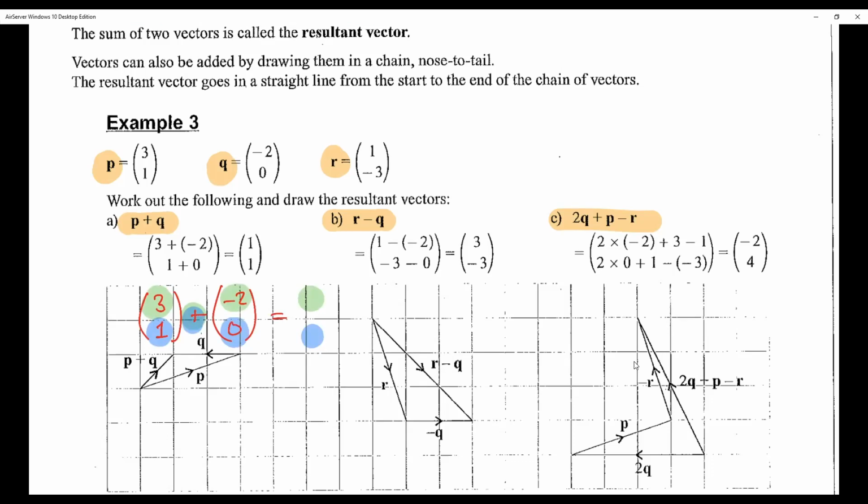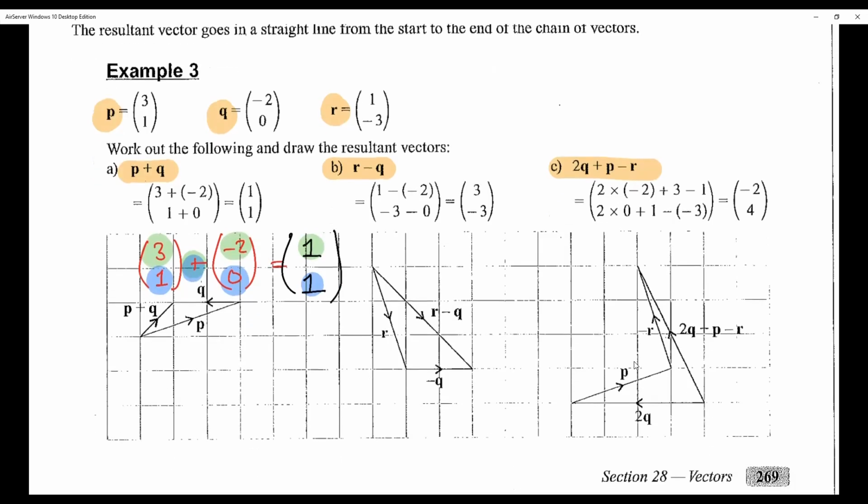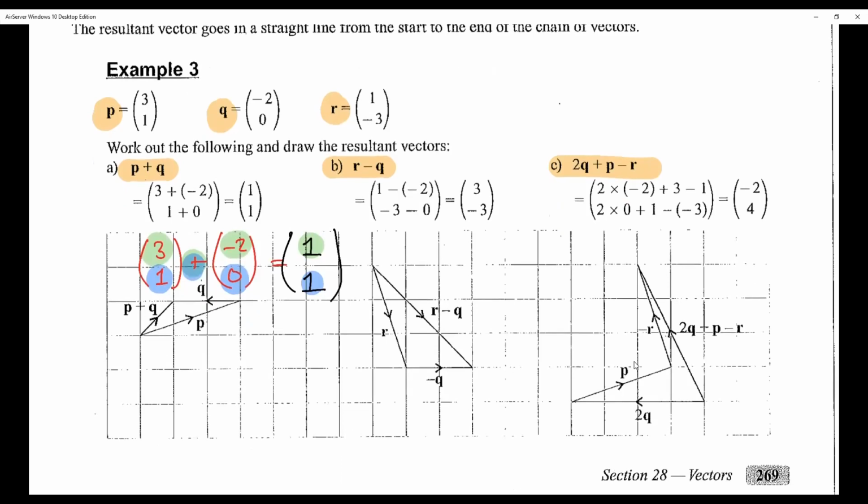So come on, give me the answer for that question. What's 3 add minus 2? 1. And what's 1 add nothing? 1. Lovely. Okay, now the next one says R minus Q. Let's have Asadullah. Can you explain to us what R minus Q is? R is 1, 3. And Q is minus 2, 0.